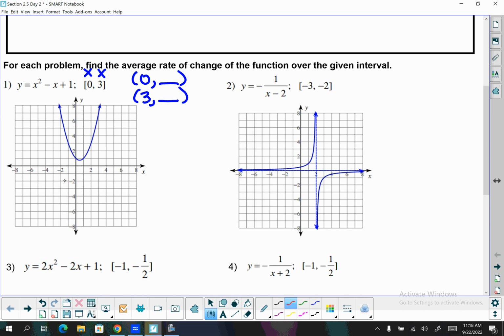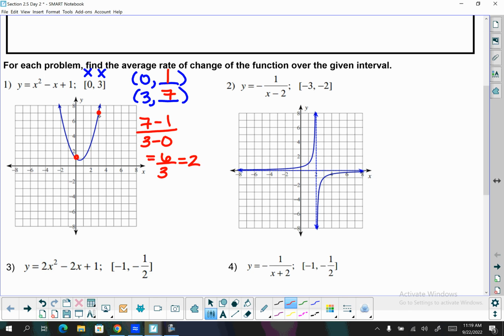So 0, what is a point on this graph? 0, 1. And 3, 7. Looks good. Okay, so I can find that there and there. If you didn't have the graph, you just plug those x values in to get the y's that go with them. Now, all we have to do is use our slope formula, y minus y over x minus x. So 7 minus 1 over 3 minus 0, I get 6 over 3, I get 2.